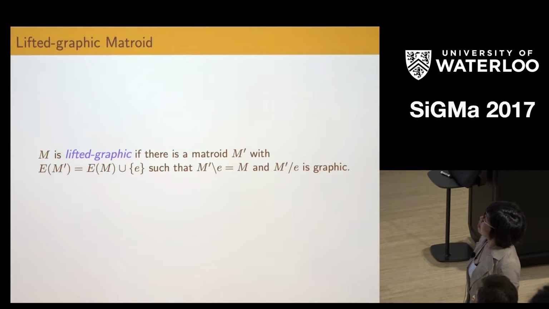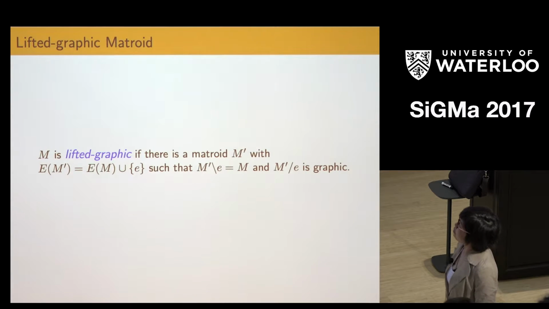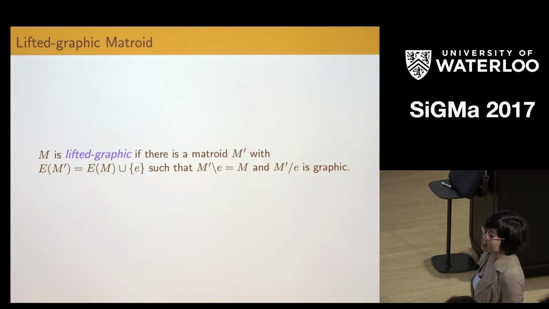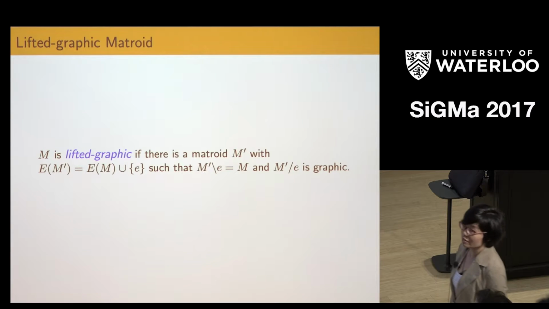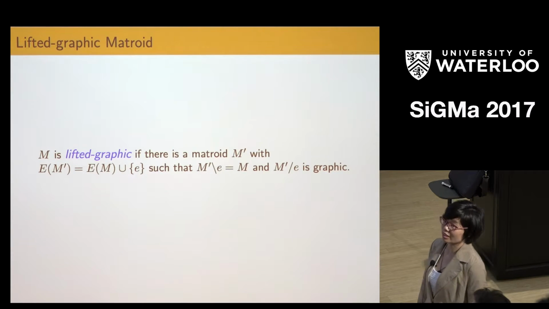We call a matroid a limited graphic matroid if there exists an extension of M such that when you construct the new elements, you get a graphic matroid. Then we call M a limited graphic matroid.